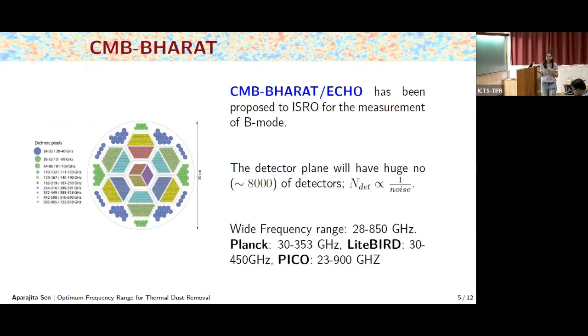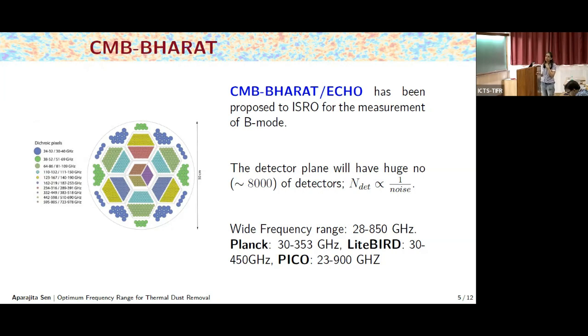So briefly about the CMB Bharat. This is a proposal given to ISRO. It has many scientific goals, but one of the primary goals is measurement of the CMB B mode. And as Mayuri had already discussed, one of the ways it will achieve this is by using a huge number of detectors, around 8,000 detectors in its detector plane. And this will help in reducing the detector noise.